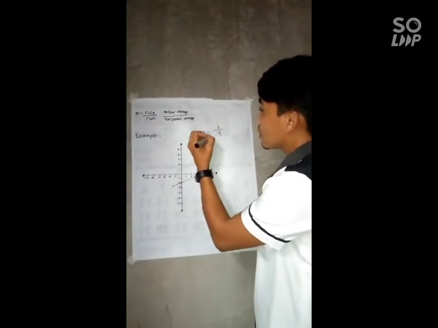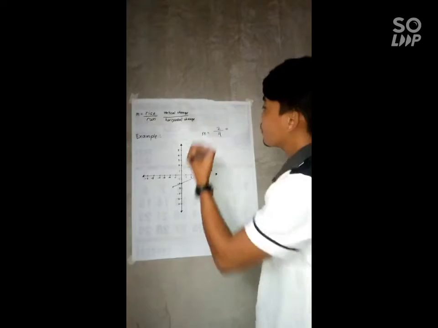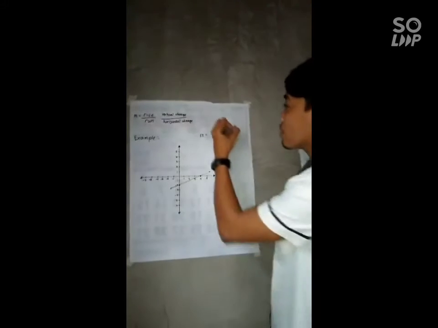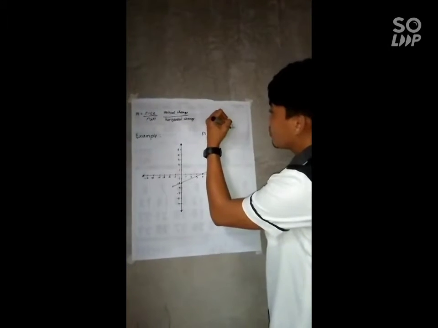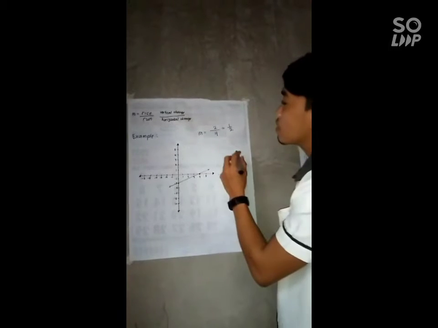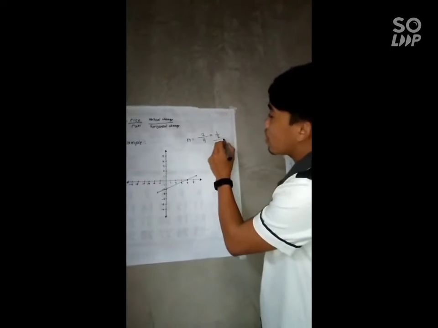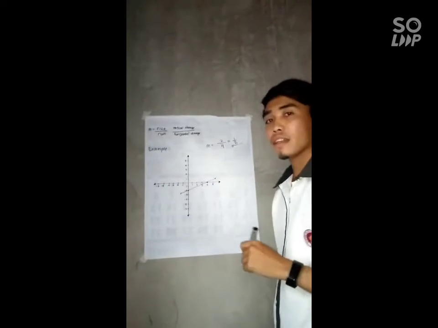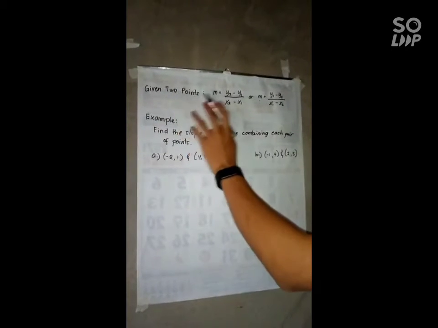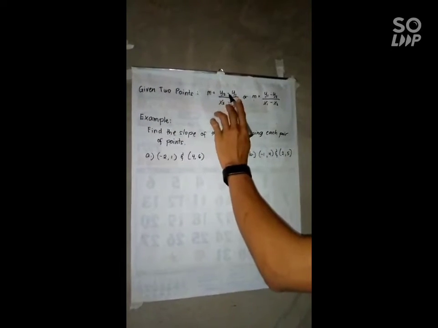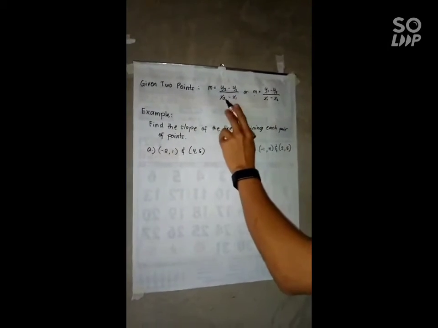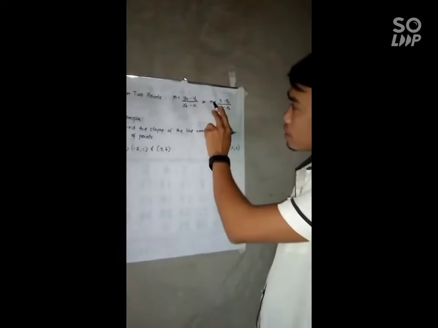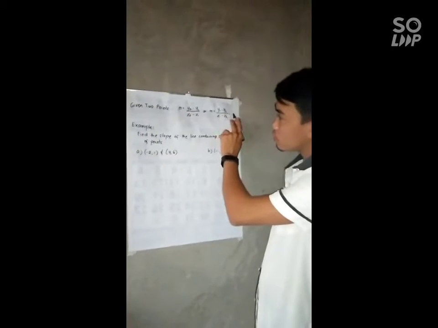So m equals 1/2. This is our slope, 1/2. It's not that difficult. So this is an example of given 2 points. This is the formula: m is equal to y2 minus y1 over x2 minus x1, or m is equal to y1 minus y2 over x1 minus x2.